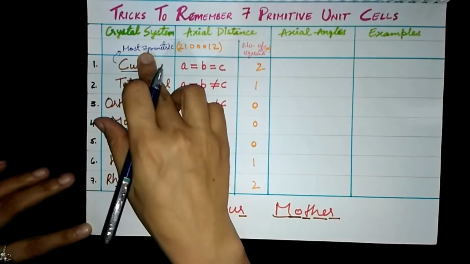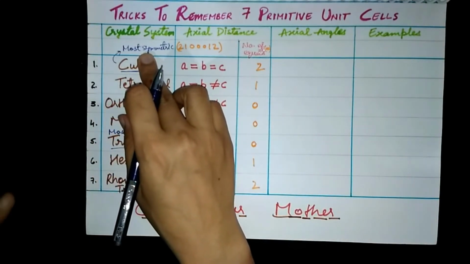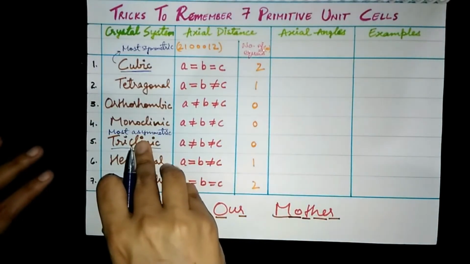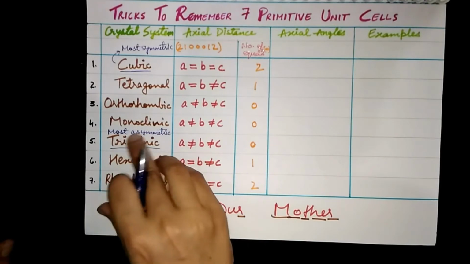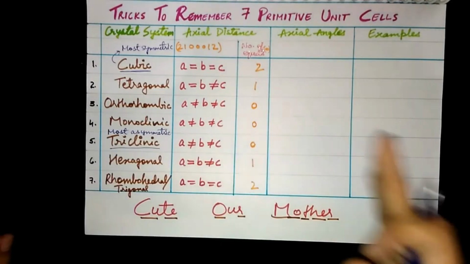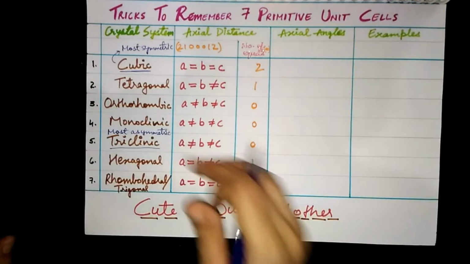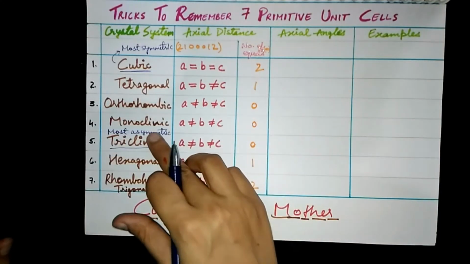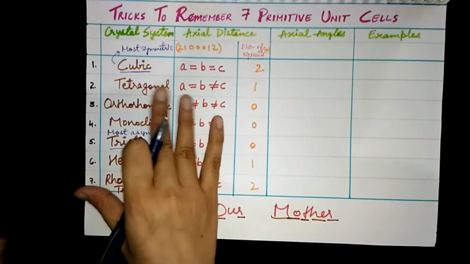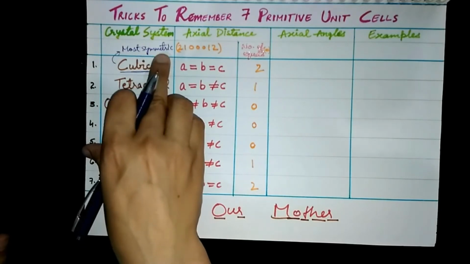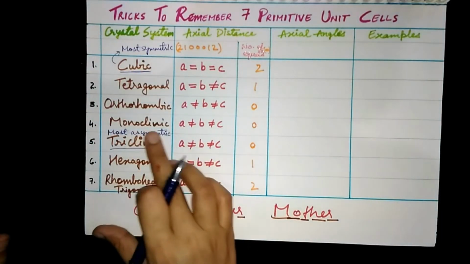Symmetric means all the sides, all the angles are equal, and asymmetric means all the sides and all the angles are not equal. That means this is most asymmetric. That means all the angles and all the sides are unequal, while if it is only asymmetric, that means some of the sides are equal and some of the sides are not equal. But here you have to remember that cubic is most symmetric and triclinic is most asymmetric.